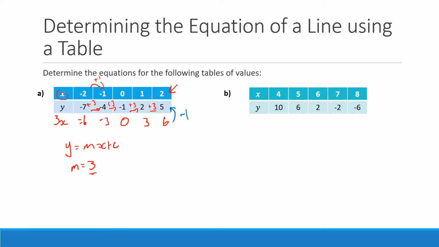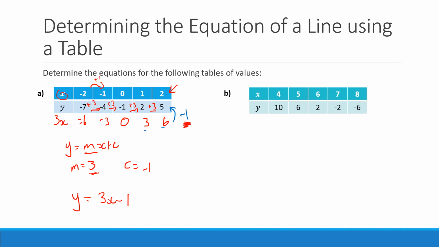-6 take 1 is -7. -3 take 1 is -4. 0 take 1 is -1. 3 take 1 is 2. 6 take 1 is 5. So my c value is this value on the end, -1. My equation is going to be y equals, m is my coefficient, the number in front of x, so 3x, and then c is this adjustment on the side, this constant, -1. And that's how I get my rule.